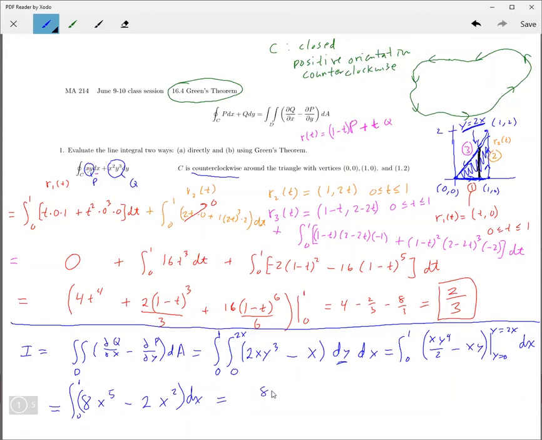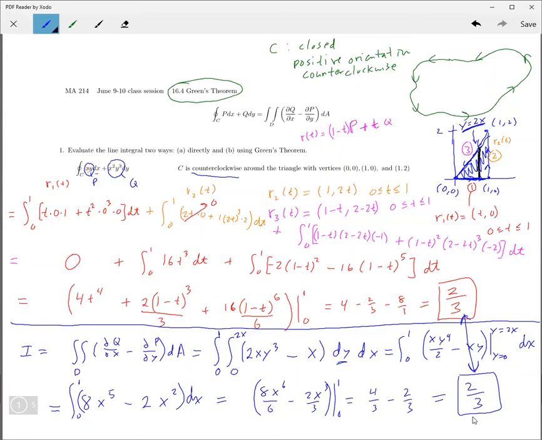And let's see, so that's going to be 8x to the sixth over 6 minus 2x cubed over 3, from 0 to 1. So you plug a 1 in, that's 4/3 minus 2/3, and you plug a 0 in, that's going to be 0. So again, we get 2/3, which is the same as that one. So technically, we could have just put the same answer in both slots and we got it right, because that's Green's theorem. They're supposed to be the same answer.